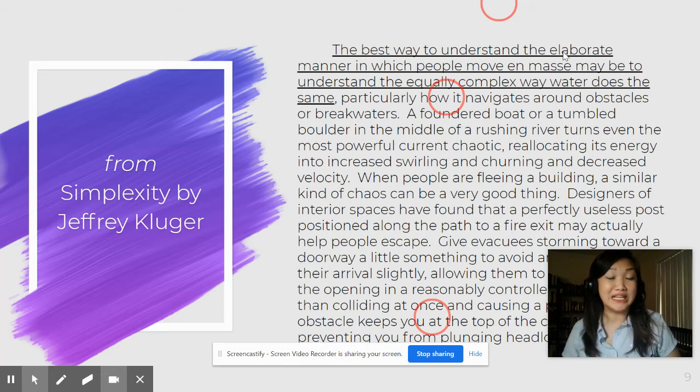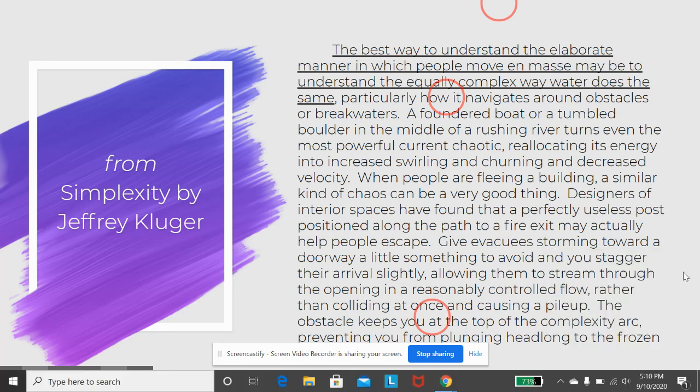So now I'm going to read this snippet for you. As I'm reading, I want you to figure out the metaphor and the extended metaphor. So, what does he compare people evacuating to? Let me read this passage.